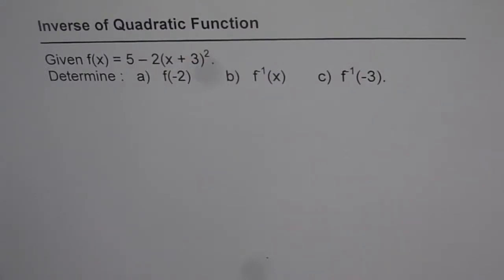Inverse of quadratic function. Given f of x equals 5 minus 2 times (x plus 3) whole square, determine f of minus 2, f inverse of x, and f inverse of minus 3. So I'd like you to copy the question, pause the video, and then solve it yourself. Once you've solved, look into my suggestion. Now, this is how I will do it.